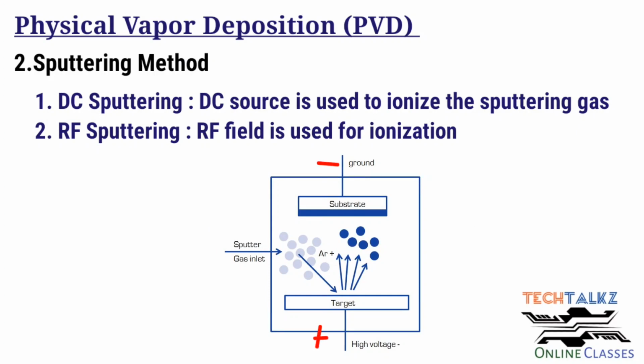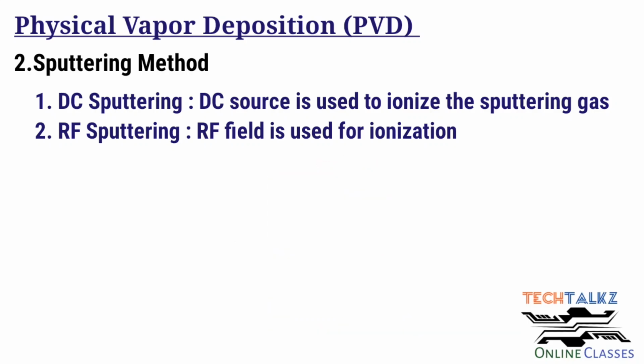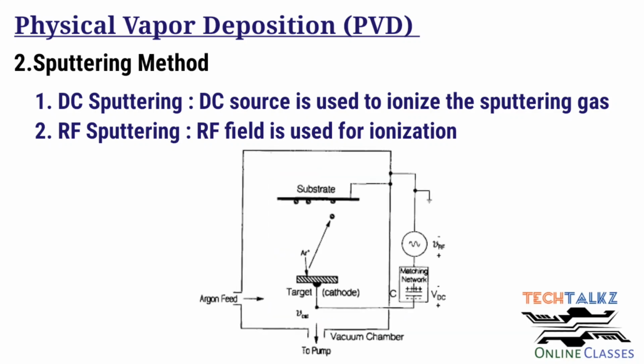In DC sputtering, a DC voltage is applied across the electrodes to emit electrons, and it will ionize the gas, or it will produce sputtering gas. In RF sputtering, the DC voltage is replaced by an RF source. Here, the RF field is applied to generate plasma between the target and the substrate.